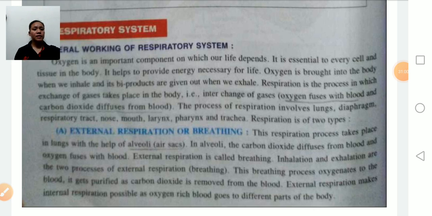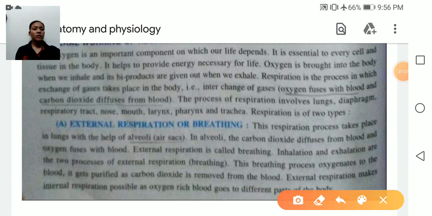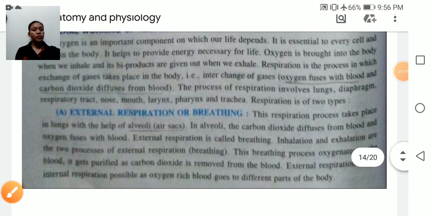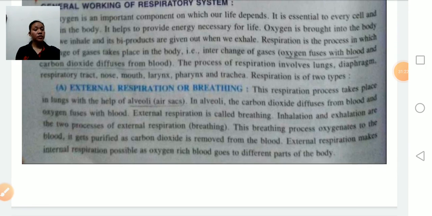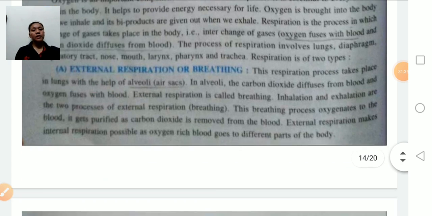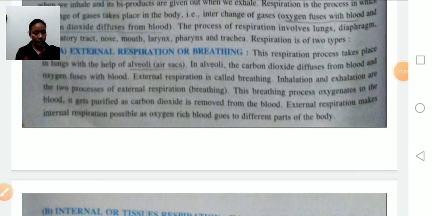There is an interchange of gas, which means oxygen is fused with the blood and carbon dioxide is diffused from the blood. The process of respiration involves the lungs, diaphragm, respiratory tract, nose, mouth, larynx, pharynx, and trachea. Respiration is of two types: internal respiration and external respiration.